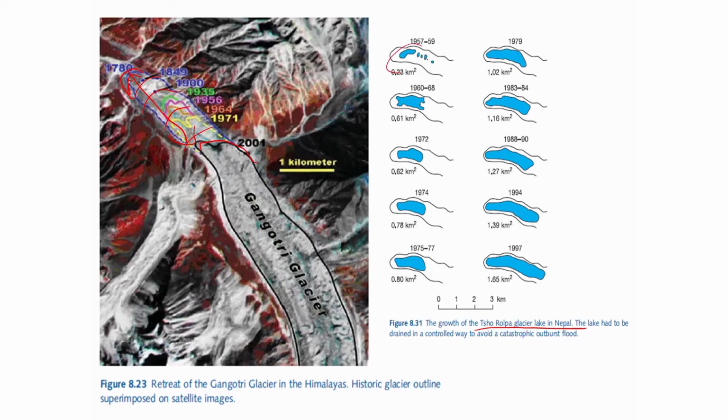So it was pretty small in the 50s and kept growing and has constantly grown, and in 1997 in fact they had to drain the lake to avoid catastrophic flooding. So if the dam, the ice bridge, broke and all the water got released, many villages in its path would be in danger. So they actually had to drain it systematically to reduce the possibility of flooding.